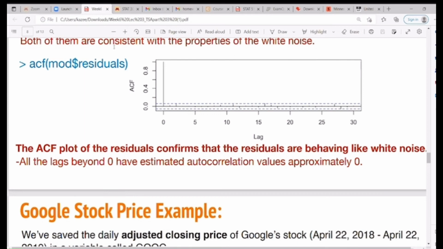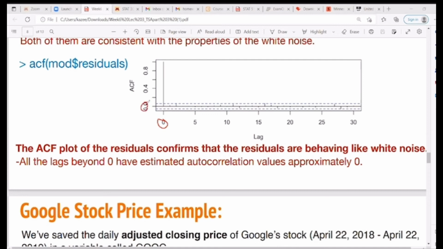Now, if you copy that into R, this is what you're going to have. You're going to see that it is only at lag 0 that it is expected. For any series, the ACF at lag 0 is 1, but at every other lag, for residuals to behave like white noise, none of them should be outside the blue dotted line. The blue dotted line is zero.